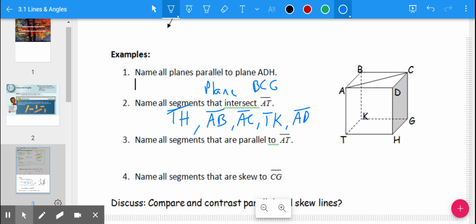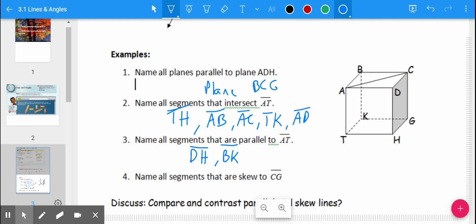Number three, name all segments that are parallel to segment AT. So we know that segment DH is parallel because it's in the same plane. And we know that segment BK is parallel because it's in the same plane. It's never going to cross. By the transitive property, you can find the fact that CG would be parallel, but if we're going based on the definition right now, we're not going to say that.